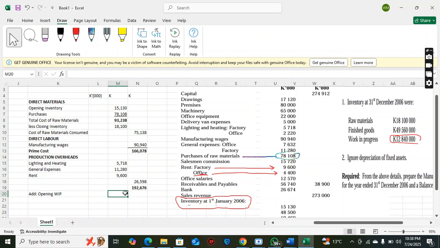Yes, you add the opening work in progress because those are the ones the company started with at the beginning of the year. They are the partial goods that they started with. So they're obviously the first ones to be produced to make the finished goods. So that's why we're adding it. Then we're deducting the closing work in progress because we're only interested in the cost of the goods that have been fully manufactured, the finished products. We're not taking into consideration the work in progress.